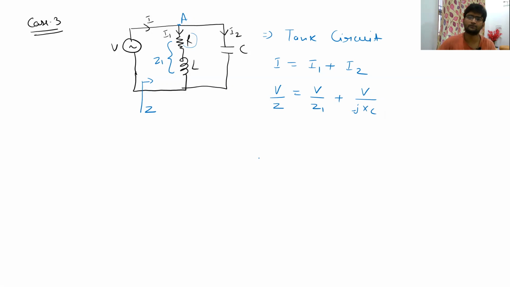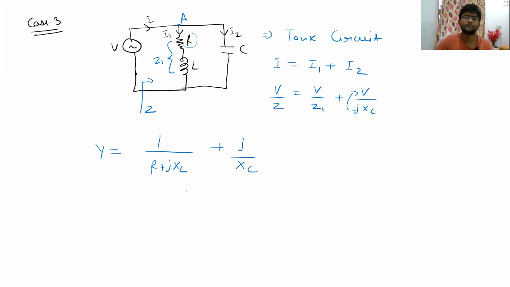So we can cancel out V from all the sides and we get 1 by Z. I am writing it as Y. And what is the value of Z1? Can you tell? It is a series combination of R and L. So you can write it as 1 upon R plus JXL. And if this minus J term goes in the denominator, it will become plus J. So it will become plus J upon XC, right?